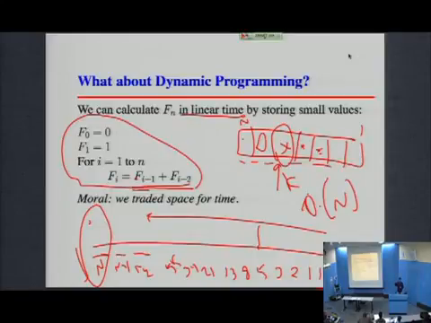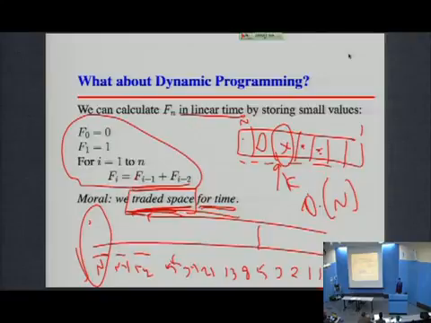It is an example showing how we are using more space than before. We had to store these values, but we're willing to store things for the improvement in time. And the improvement in time here is a big deal, going from exponential down to linear. Any questions about that?